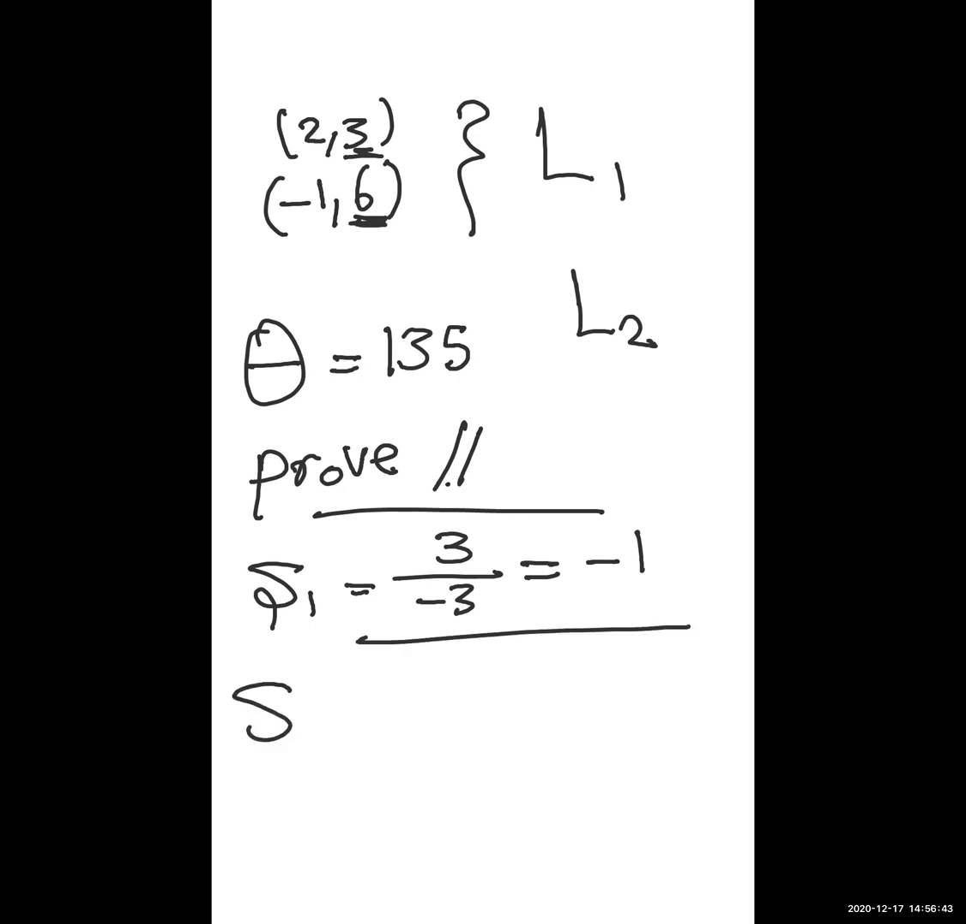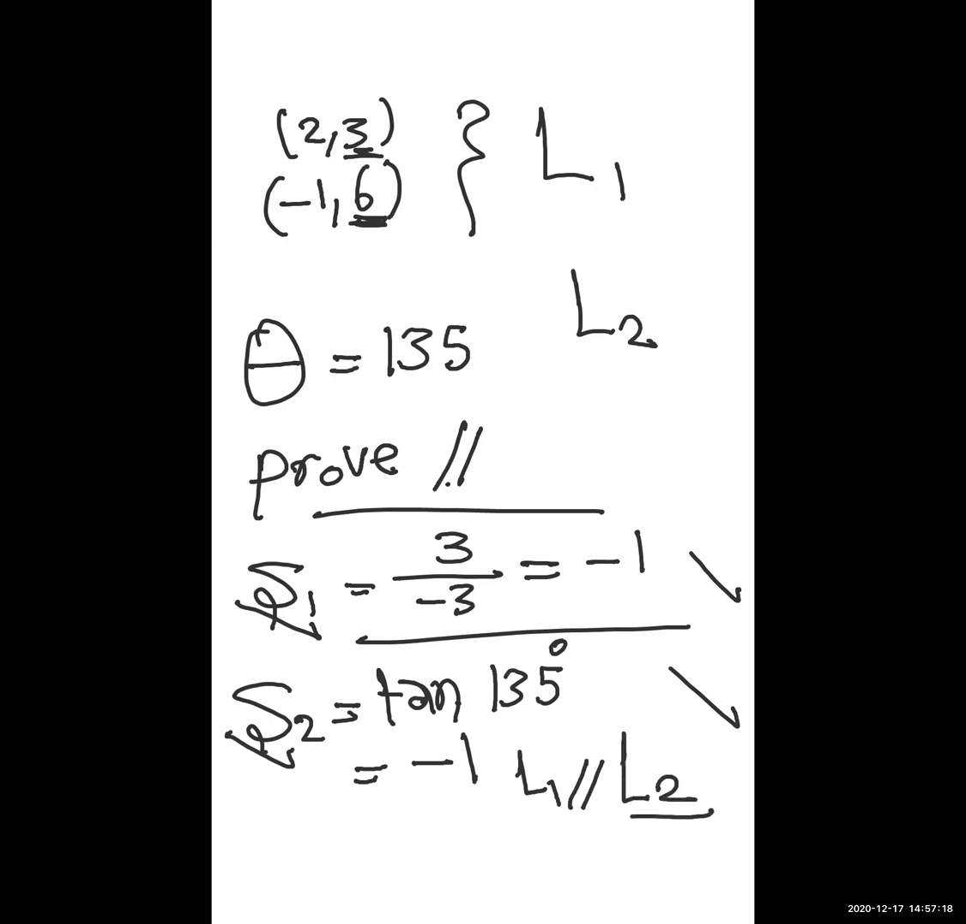The second line slope, we said that we can get it using the points or we can get it using the angle. So tan theta here, theta is 135 degrees. So tan 135, if you check it on the calculator right now, it will equal negative 1. So simply, guys, the slope for the first line equals the slope for the second line. So this means line 1 and line 2 are parallel. Okay, guys, that's the question finished.